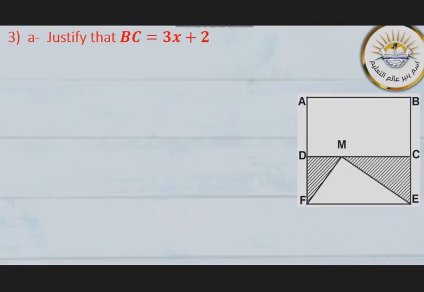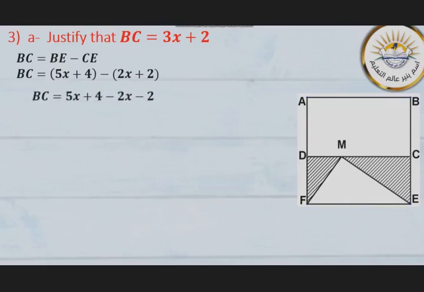3a. Justify that BC is equal to 3x plus 2. BC here is equal to the side BE minus CE. As we know, BC is equal to 5x plus 4 minus (2x plus 2). 5x plus 4 is BE, and 2x plus 2 is CE. So BC is equal to the subtraction of these two terms. We remove the parentheses and do the calculation to obtain BC is equal to 3x plus 2.